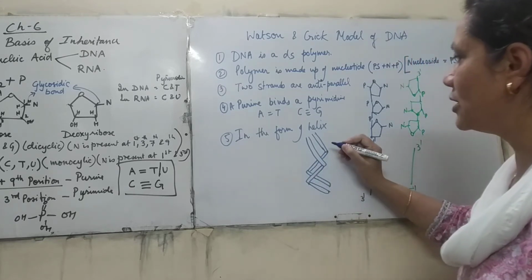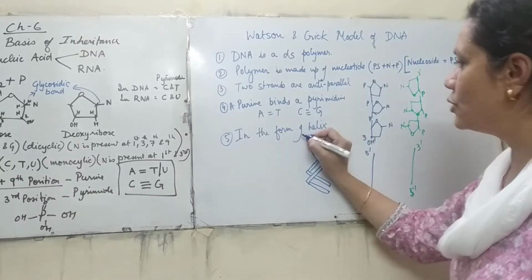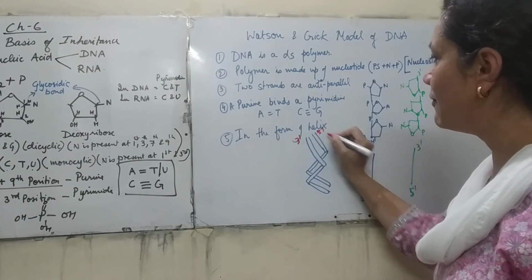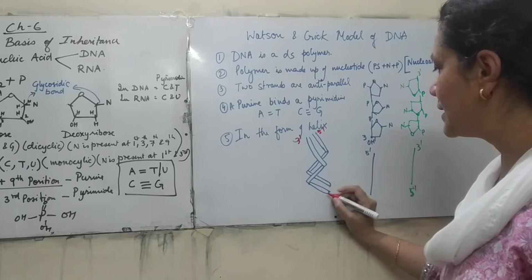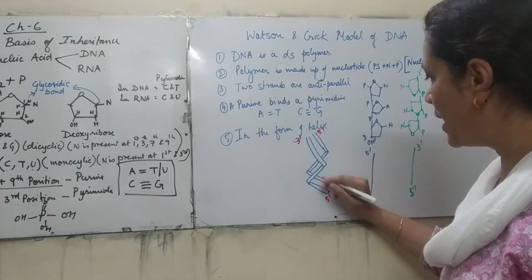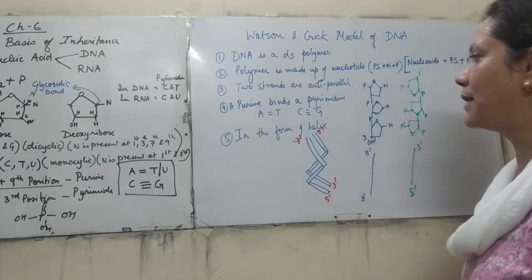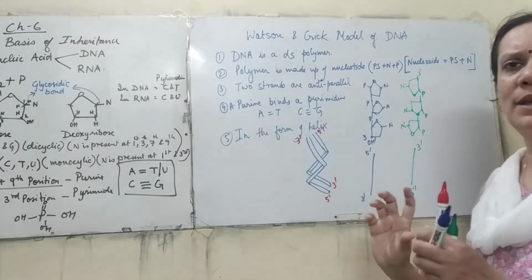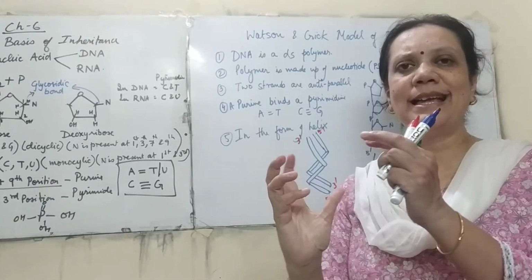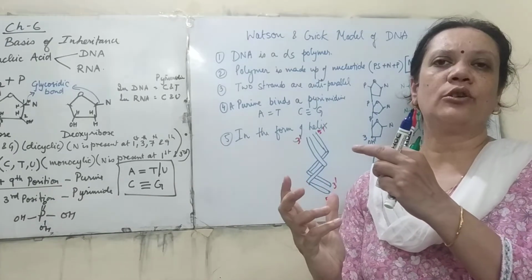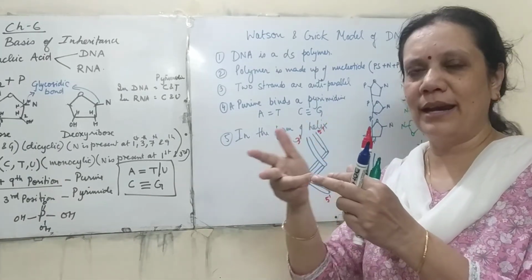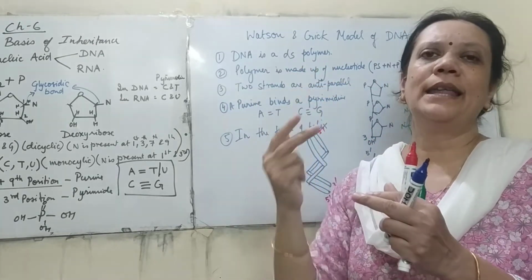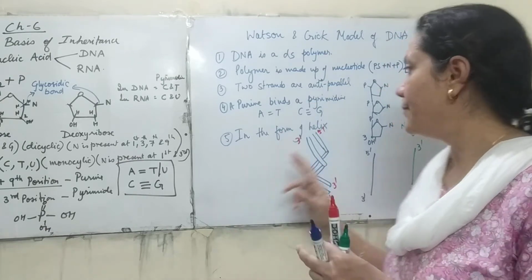So this is the structure of the double helix. If this is the 3 prime, then this side will be 5 prime. Here if it is 5 prime, the other one will be 3 prime. So this is the structure of anti-parallel. It is forming a helix, meaning it is twisting around but it is never crossing. The two strands are running parallel to each other. They are turning just like a coil but they are never crossing each other.